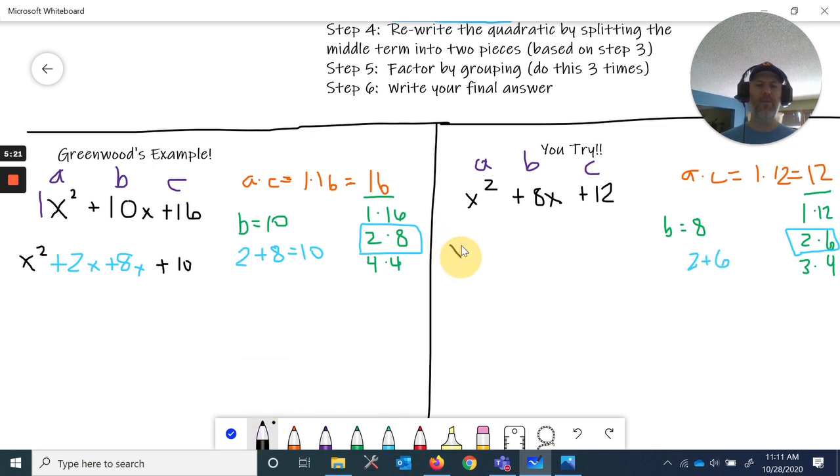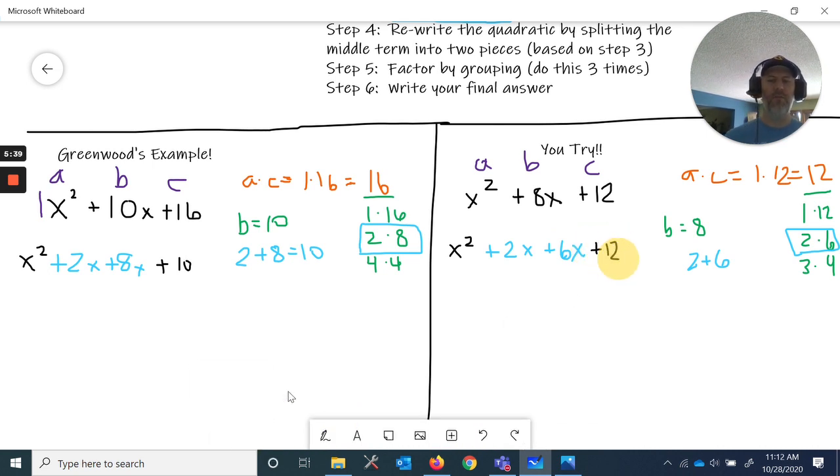And so then step 4, we will rewrite by splitting the middle term into 2 pieces. So my 8x is going to become 2 pieces, it's going to become a 2x and a 6x. Remember, the order of those doesn't matter. You could say 6x plus 2x, and that's still good to go. And there you go. So there's the first 4 steps of splitting the middle term.